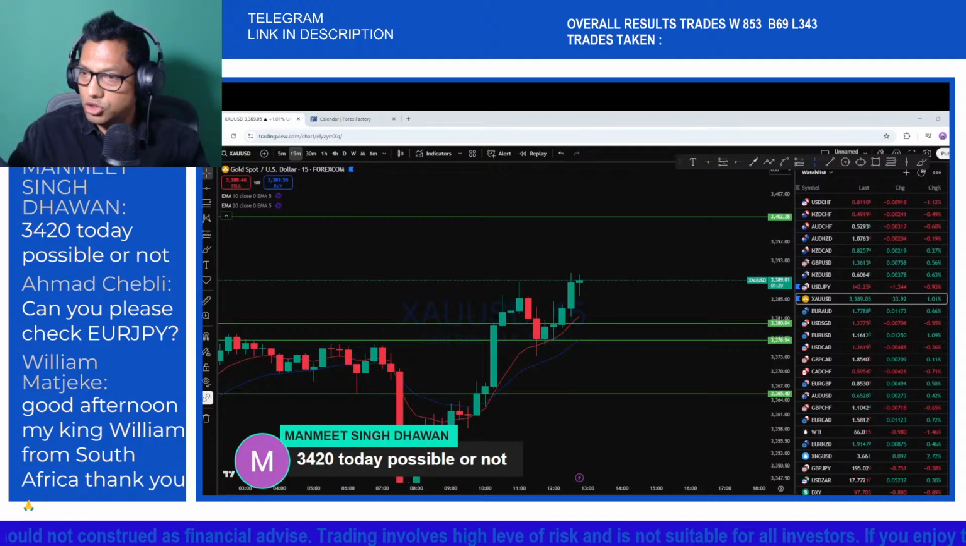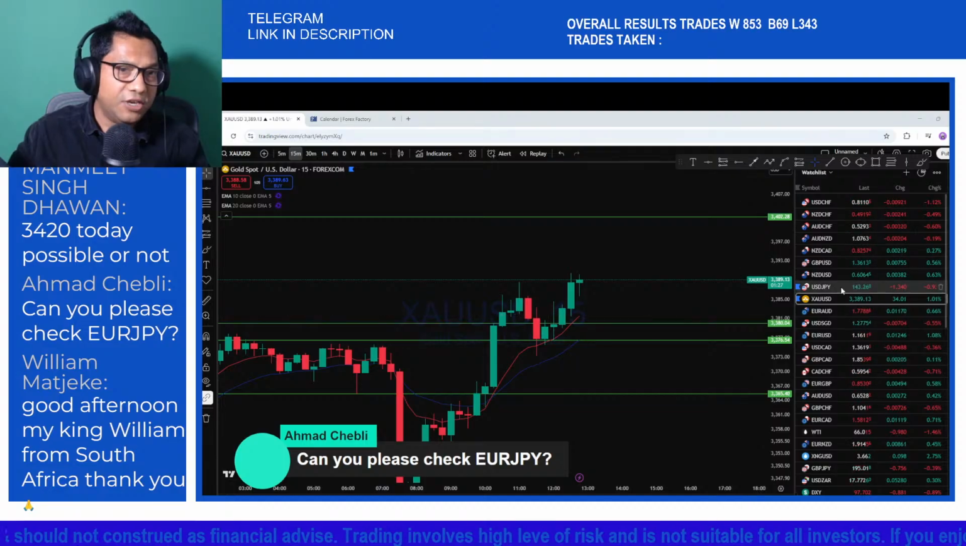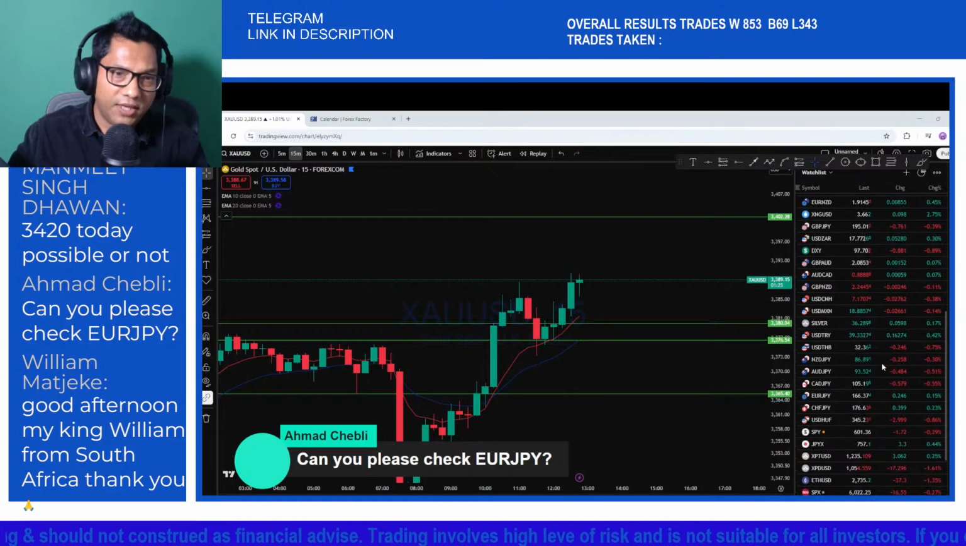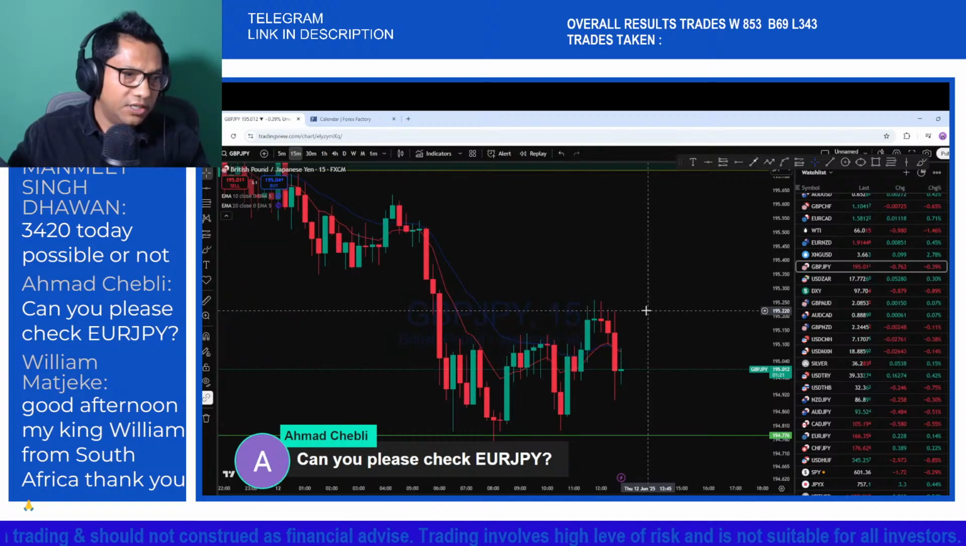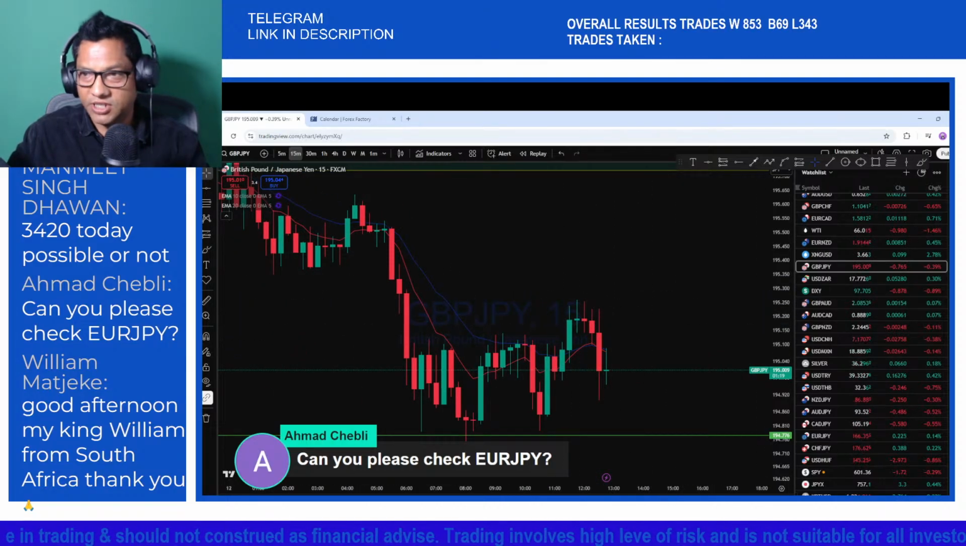Can you please check Euro JPY? Basically dollar yen and GBP JPY have almost similar price action. I think Euro JPY, like GBP JPY, might be sideways.